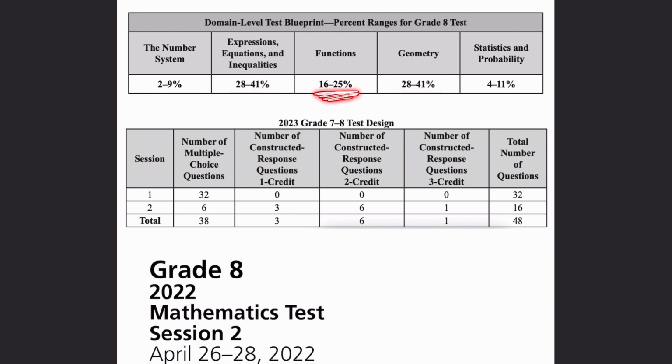Then you're also going to have function questions that can be anywhere between 16 and 25% of the test. So just between these 3, that's a bulk of your test. Some of your test is going to have some EE skills. Very little will be number sense, and very little will be stats and probability. But these will be your big bulks. So as I'm going through the questions today, a lot of them are going to have EE, function, and geometry.